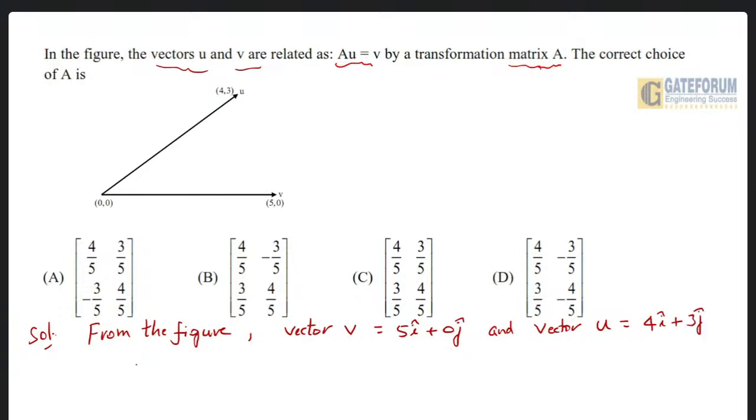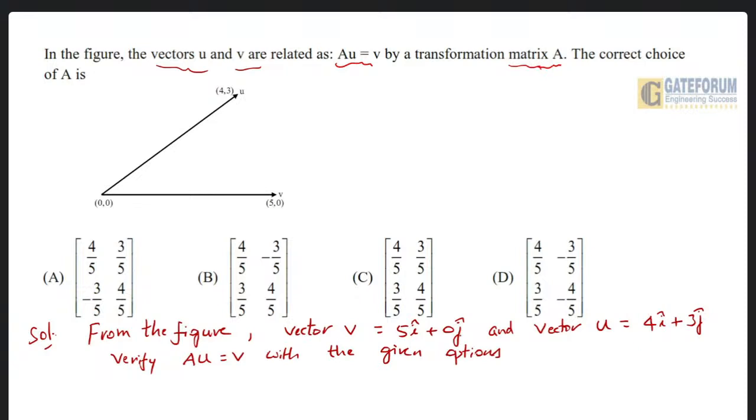Now what is the matrix? We don't know the matrix. So in some problems the solution is obtained depending on the options. By using the options we can get the answer. So verify that AU is equal to V. Whichever option satisfies this, that is the required matrix A.